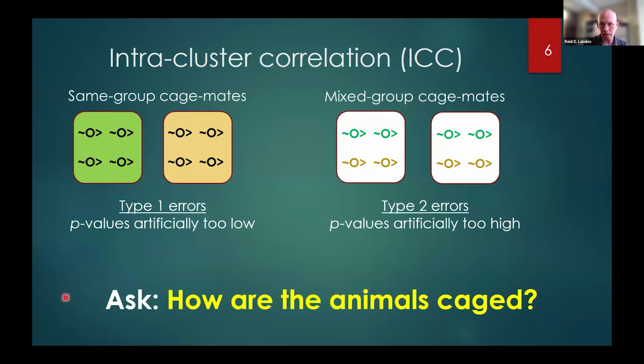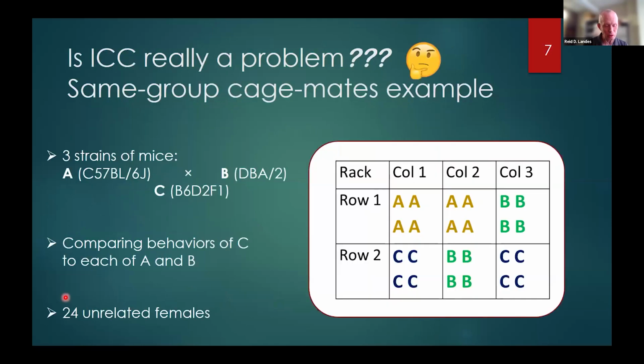Now, scientists, we like data. So I know that several of my collaborators said, is this intra-class correlation really a problem? Here's a real example. I've got 3 strains of mice. I've got 2 inbred strains, and the cross of them is C. And we're interested in comparing the behaviors of this hybrid to each of the 2 parental strains. The animals were purchased. They're unrelated females, they're not sibs. And they're placed into cages like this right here.